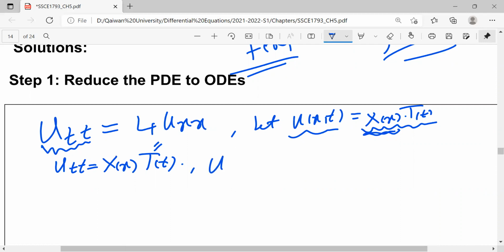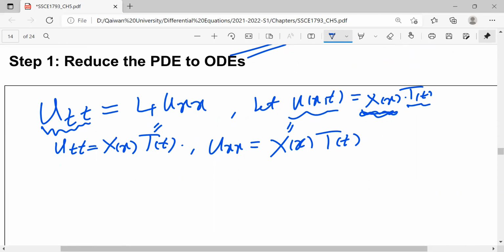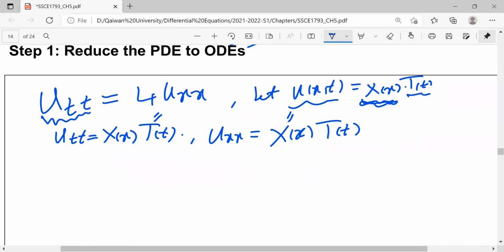And u sub xx equals, in this case, when we take the partial derivative of the function with respect to x, t is a constant. T of t is a constant. So here we just take two derivatives for x. We get X double prime of x times T of t. And from now, I'm just going to write down capital X and capital T. I'm not going to write down X of x and T of t. When I'm writing capital X, it means X of x, and when I'm writing capital T, it means T of t.